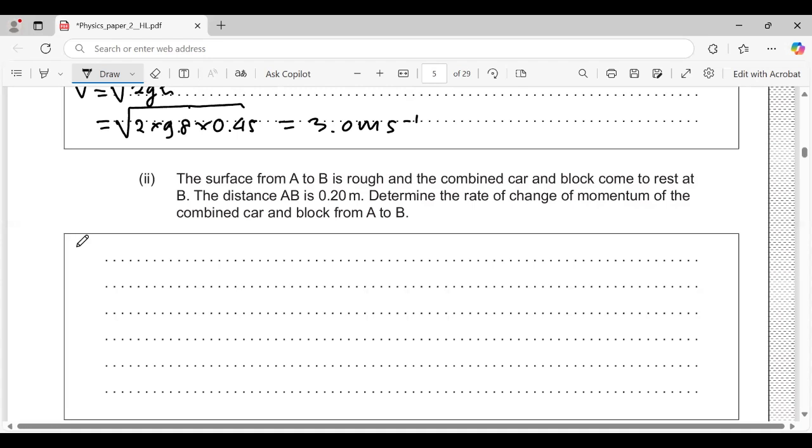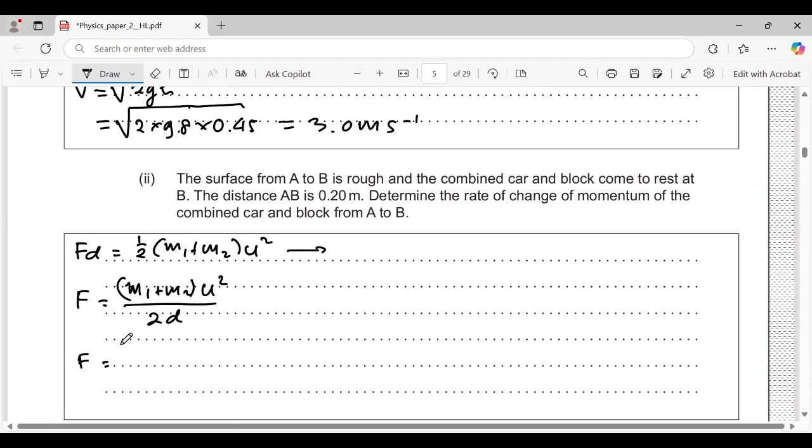Right, I'd like to use this formula: F times D equals 1/2 (M1 plus M2) times U squared. So it becomes force F equals (M1 plus M2) times U squared divided by 2D.